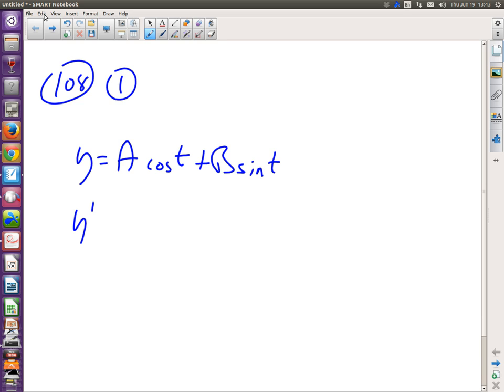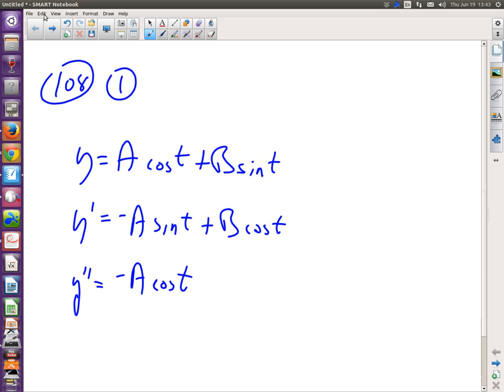So y prime would be what? Well, let's see. The derivative of cosine is negative sine, so negative a sine of t, and the derivative of sine is cosine, so plus b cosine of t. Now let's differentiate again. The derivative of sine is cosine, so negative a cosine of t. The derivative of cosine is negative sine, so negative b sine t. And isn't that exactly the opposite of y? Okay, perfect.